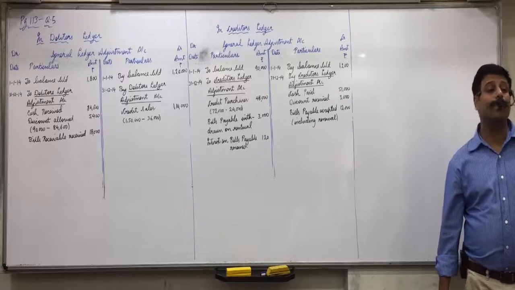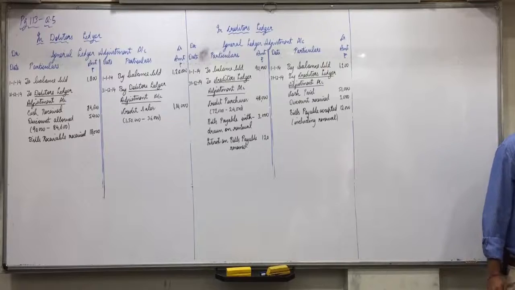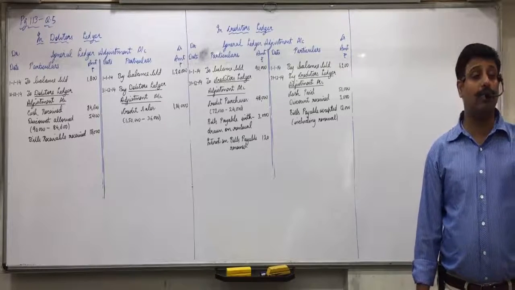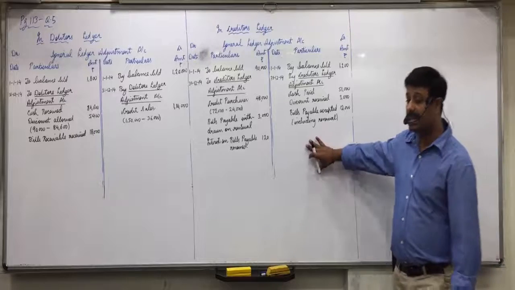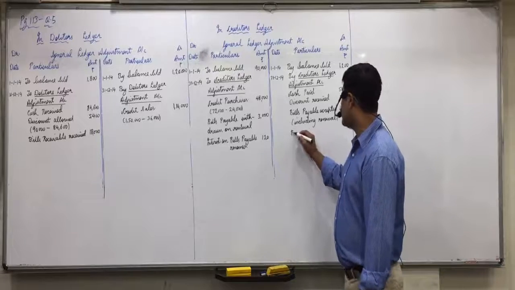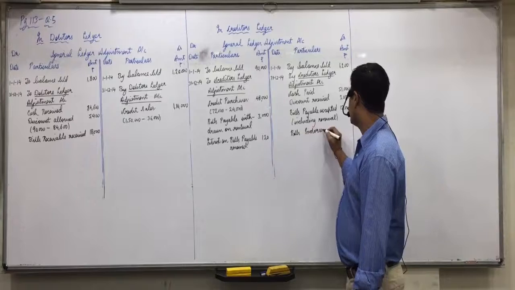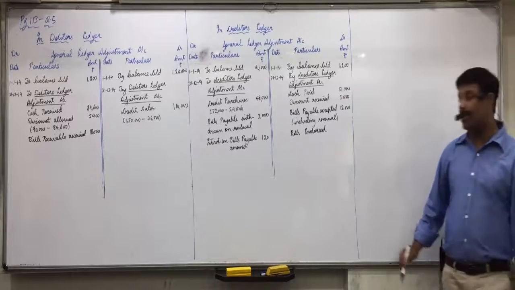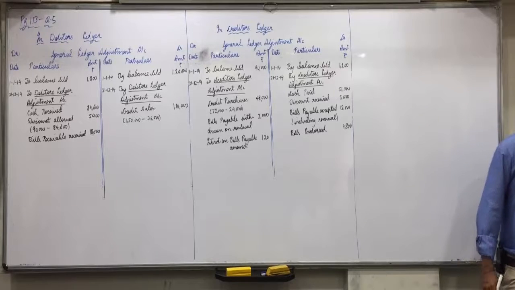Then bills receivable endorsed, 4,800. Creditors to bills receivable. To bills receivable means in the general ledger adjustment account on the credit side, bills endorsed 4,800. Understood, everyone?